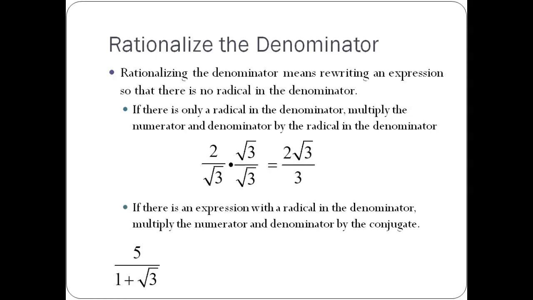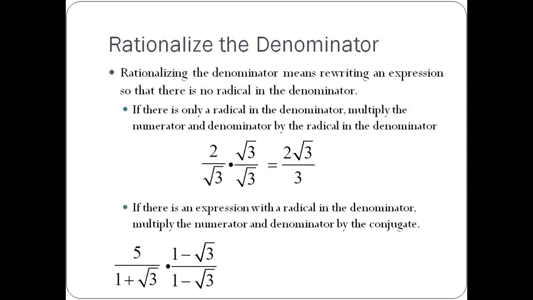And that expression, if we were to switch out that plus to be a minus, so essentially we're going to make it the opposite sign in between, that's the conjugate. Now if this were 1 minus root 3, then we would change it to 1 plus root 3. So I'm going to multiply both the numerator and the denominator by 1 minus root 3. Now this is going to take a little bit more work because we need to multiply 2 terms here, but it still works the same.